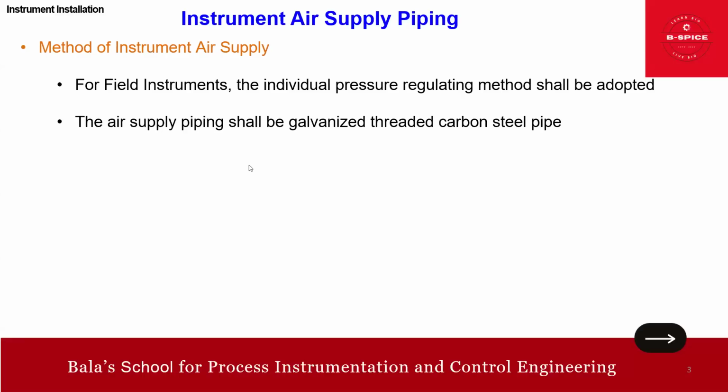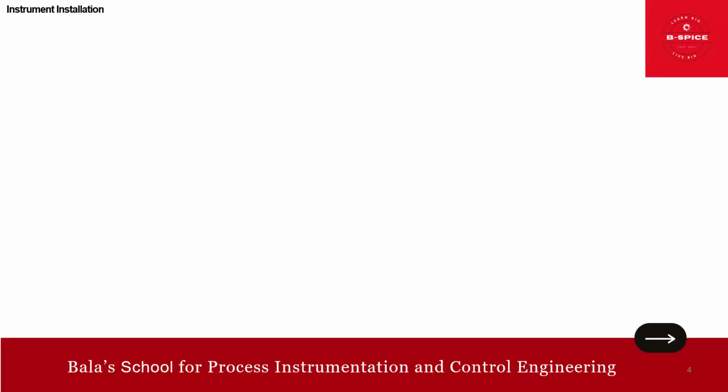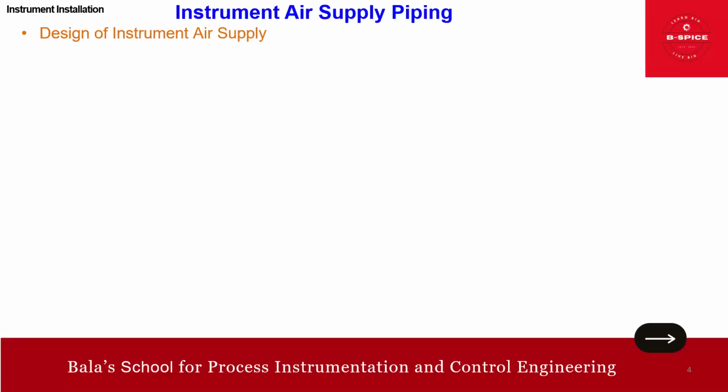The air supply piping shall be galvanized threaded carbon steel pipe. Okay. So from the main header, you will be using the galvanized threaded carbon steel pipe. Then near to the point, you will be having SS tubing or copper tubing with the isolation valve based on the requirement. So this is the methodology involved. This we all know, but I just want to input it as a refresher. Okay, now going back to the design of instrument air supply.